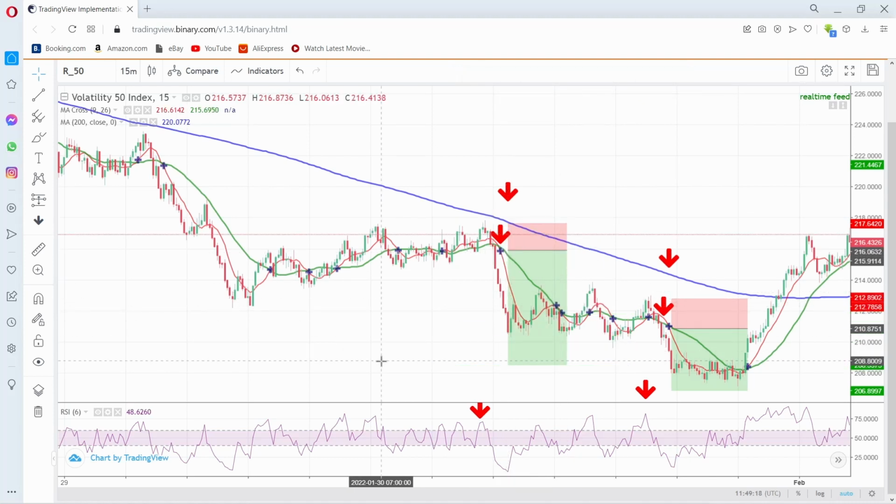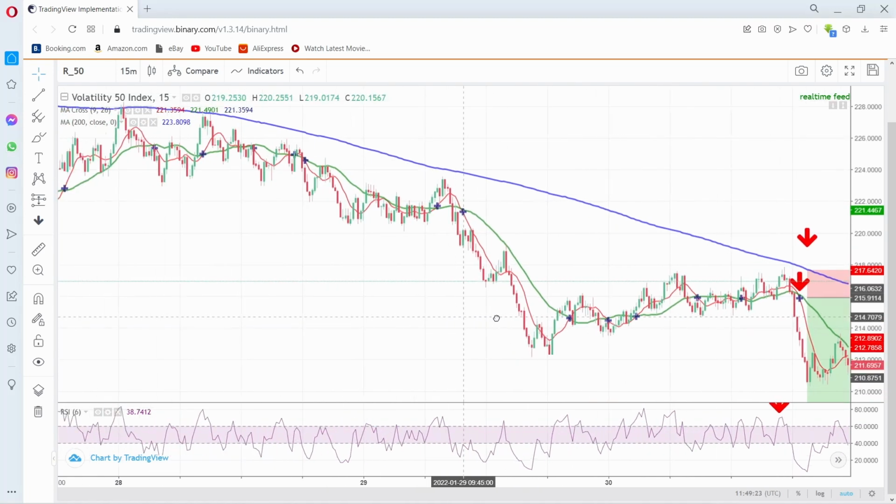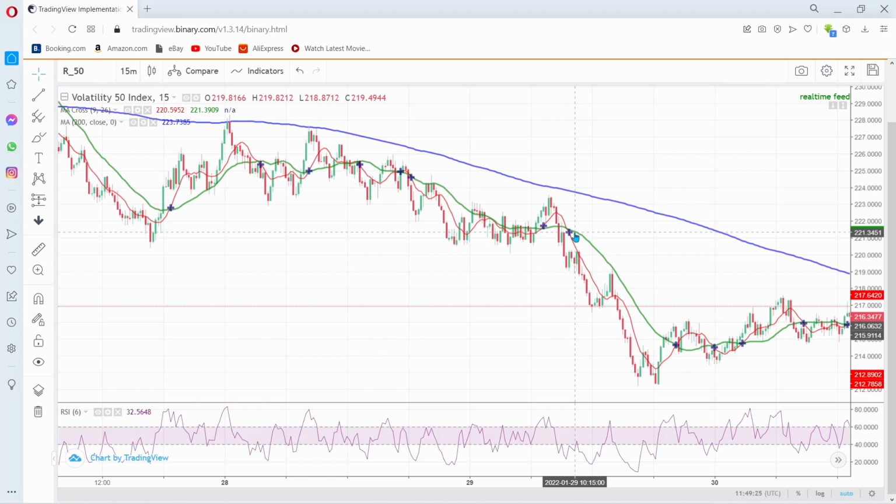It's simple, guys. It's simple, man. If you're calling out these trades, it's that simple. As you can see here, another sell signal. Let's do this one as well. It's that simple. The first one.